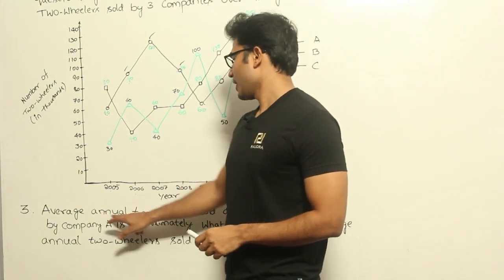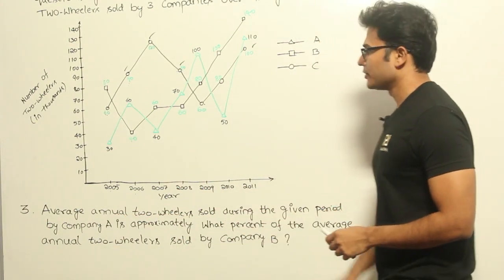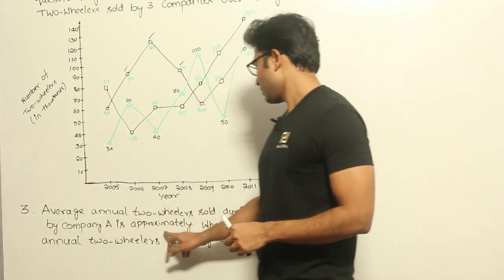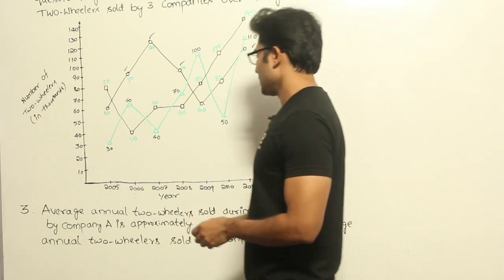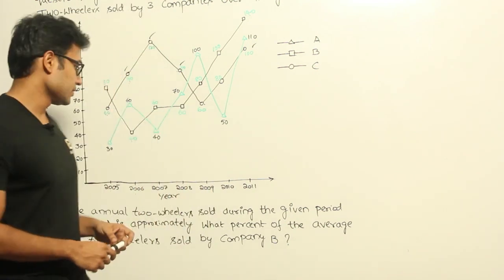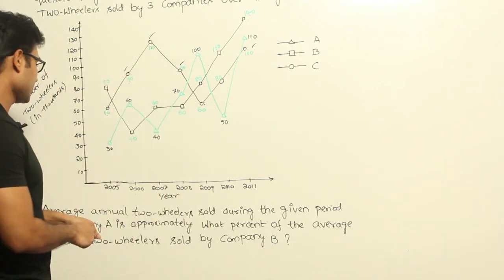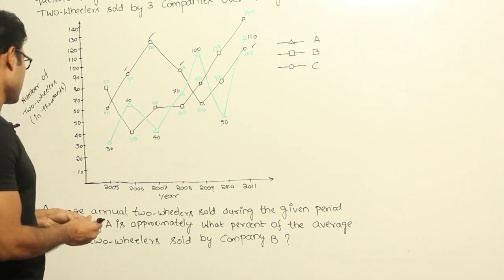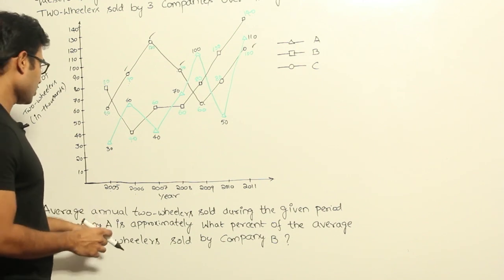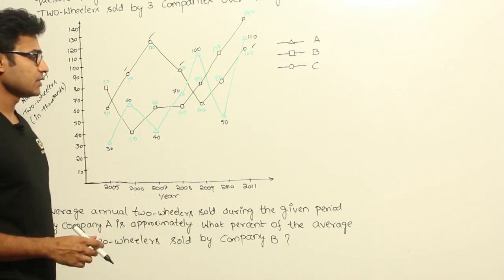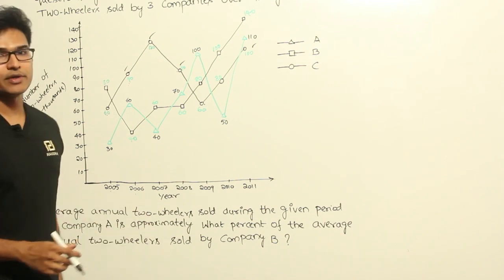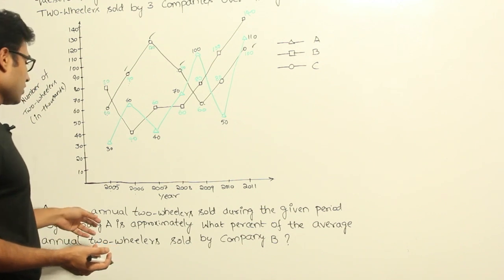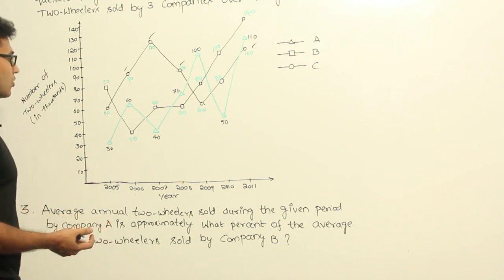Okay, now let's see this question. Average annual two-wheelers sold during the given period by company A is approximately what percent of the average annual two-wheelers sold by company B? So now they are asking, if you find out the average sales of A and average sales of B, then what percent of A is in B, right? What percent of A of B? So we have to find out A and B average sales, and then we have to write A by B into 100, right?